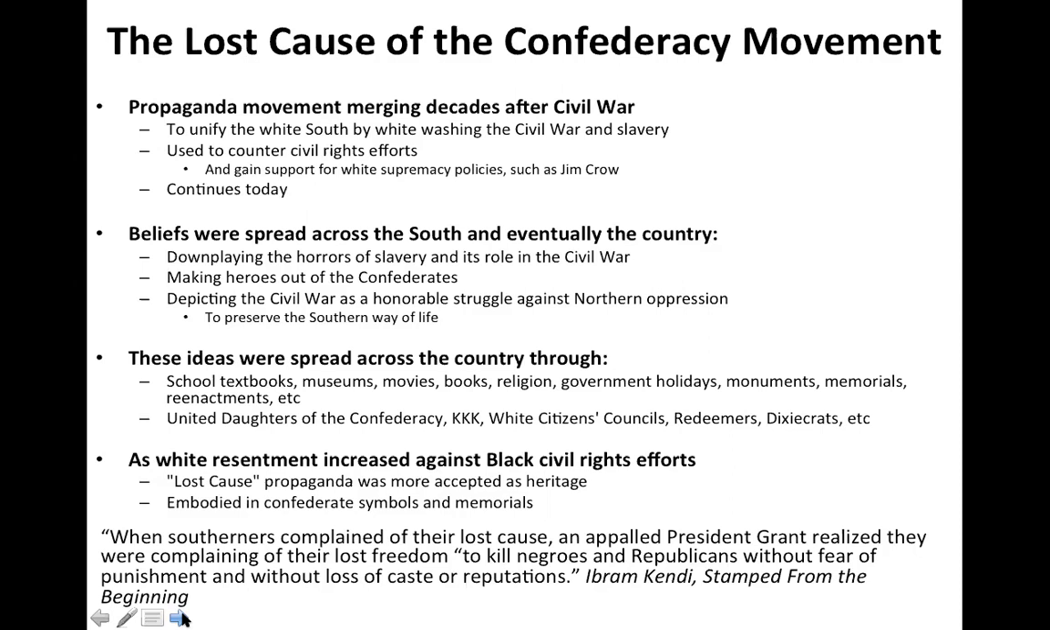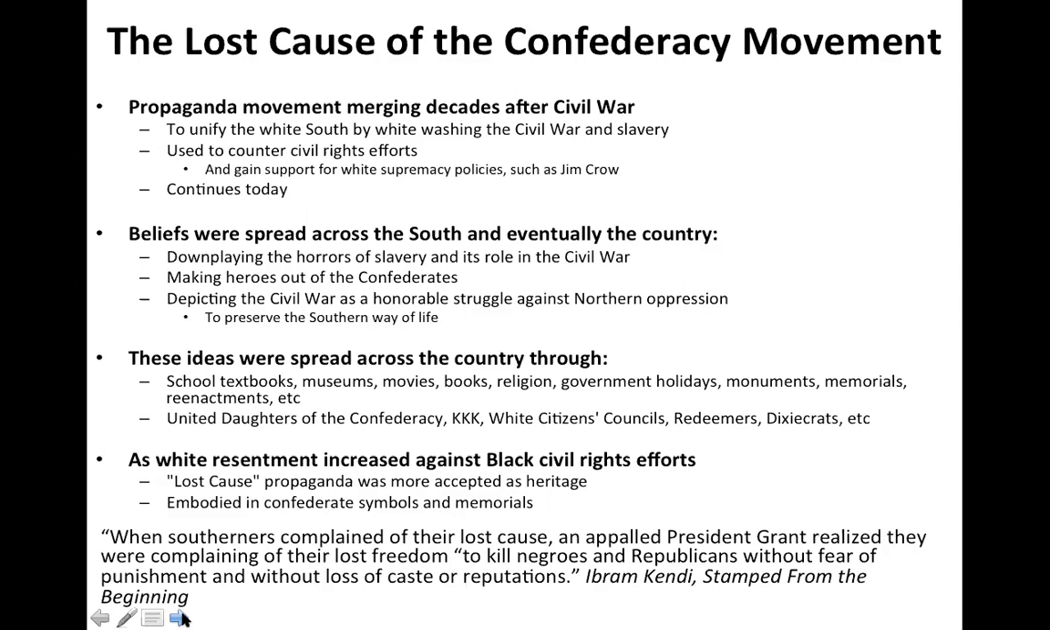There were multiple organizations like the Daughters of the Confederacy that raised money and had chapters throughout the country, and they all pushed to get these narratives into school textbooks. They pushed to censor any textbooks that were critical of the South or critical of slavery. They pushed for museums, movies, books, religion, government holidays, monuments, memorials, reenactments, all these things to push this false narrative. The United Daughters of the Confederacy was a big organization, but also the KKK, White Citizens Councils, all different kinds of people were pushing for these new narratives.